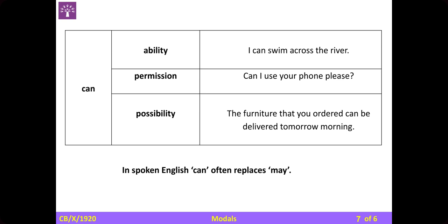So let's see what this very common modal, can, expresses. Can expresses ability, permission, and possibility. I can swim across the river. For permission, can I use your phone, please? The furniture that you ordered can be delivered tomorrow morning. So can expresses ability, permission, and possibility. And in spoken English, this can often replaces may.